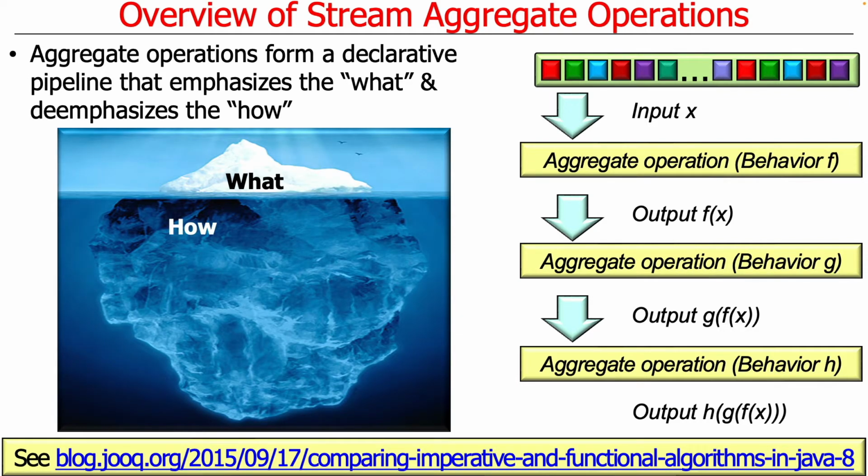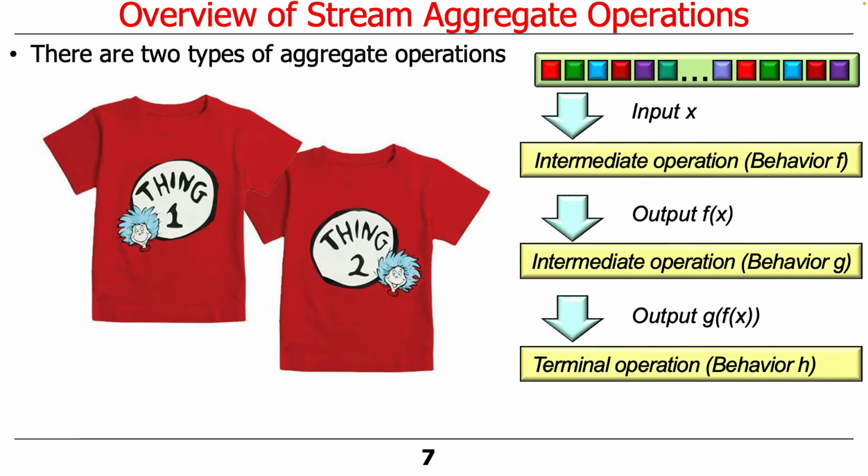The great thing about aggregate operations, and this is true for streams in general, is they help to form a declarative pipeline that focuses on what you want done and pushes how things are done inside the framework. Of course, there's some how going on as well, because the behaviors correspond to how, but a lot of the nitty-gritty details of how things flow and are split and applied and combined and parallelized and so on are all under the radar screen. You don't have to care about how it works. You just have to know the effects.